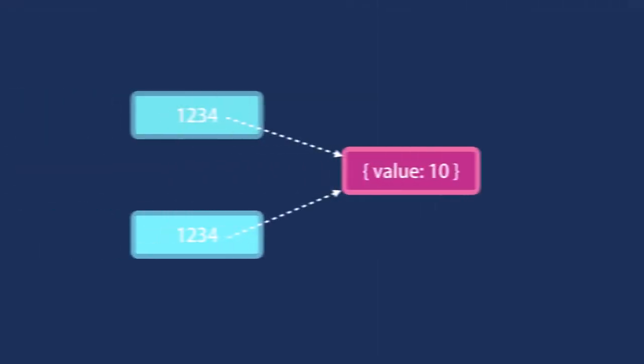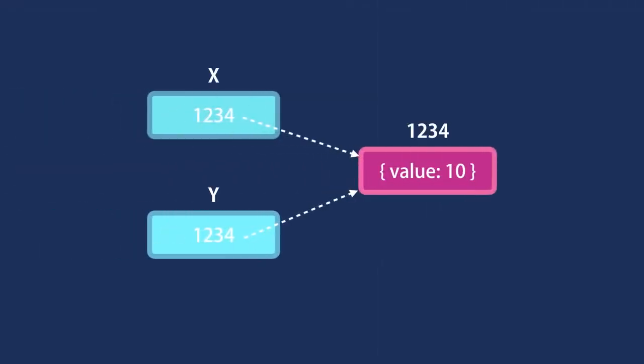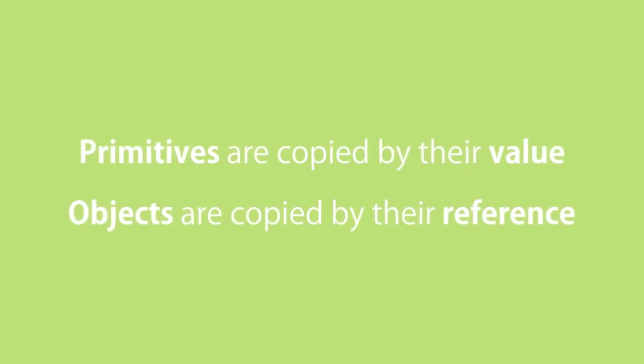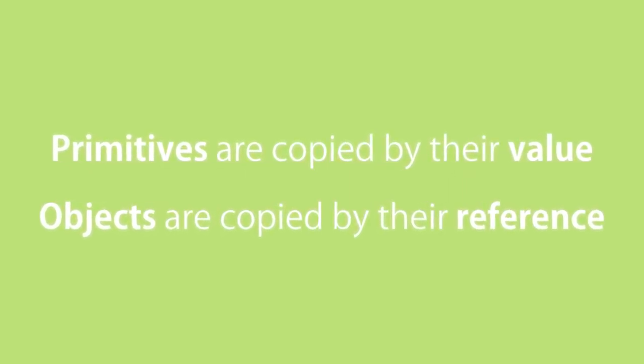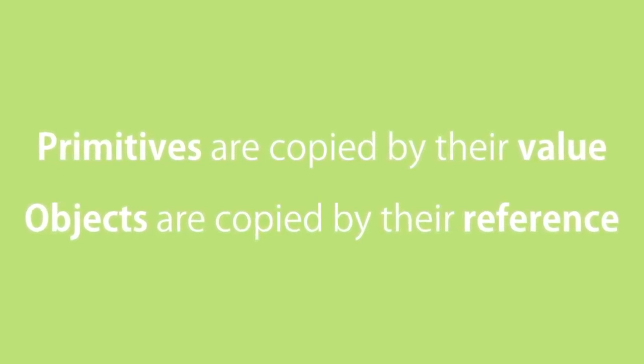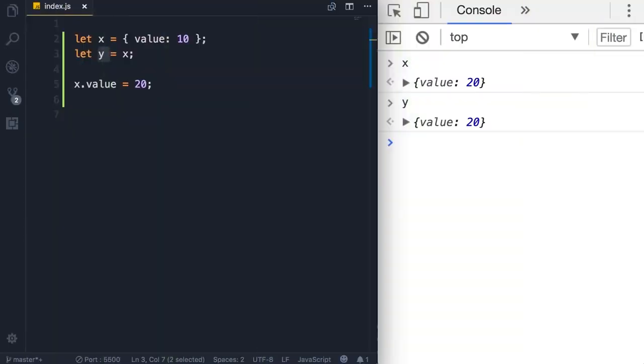In other words, both x and y are pointing to the same object in memory. And when we modify that object using either x or y, the changes are immediately visible to the other variable. So here's the conclusion. Primitives are copied by value. Reference types or objects are copied by the reference. Let's take a look at another example.